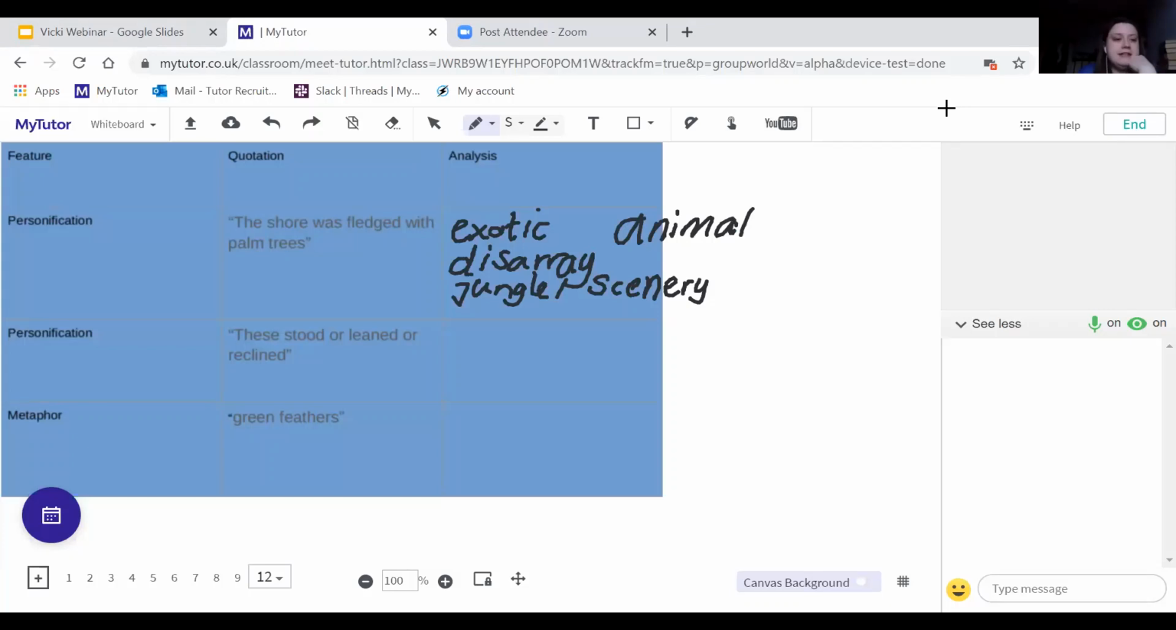Right, okay, let's look at the second personification then. So this is referring to the palm trees. They stood or leaned or reclined. The main thing here to take away, I think, is the connotations of stood, leaned and reclined. So first off, we can all say that they're verbs. What else can we say about these?